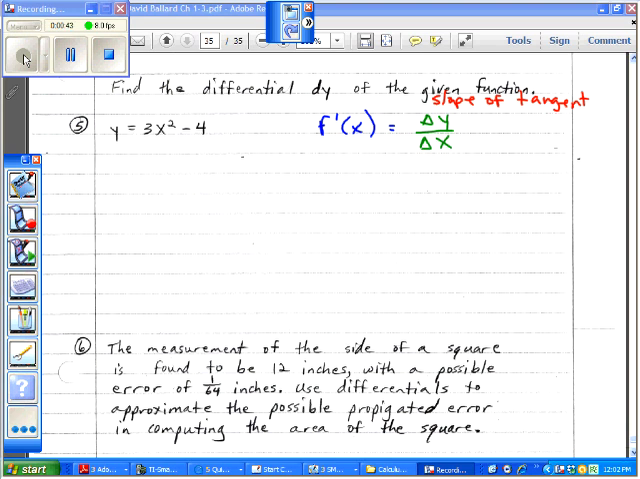That means we can write change in y in terms of derivative. Or we could write change in x in terms of derivative, right? If we wanted to solve for change in y, we would multiply by change in x. And we would get that change in y is equal to f prime of x times change in x.